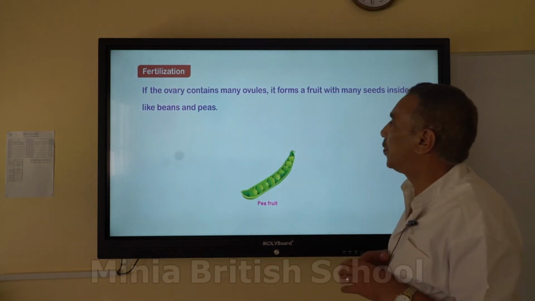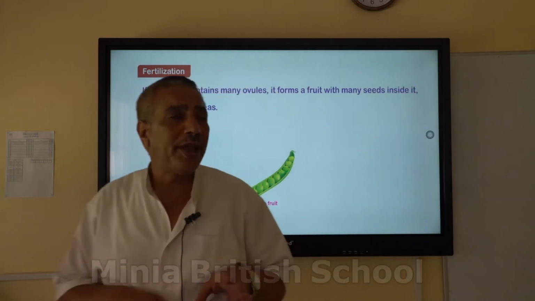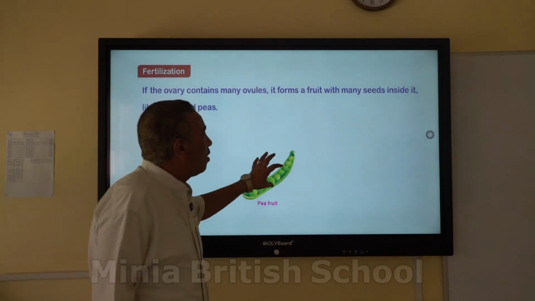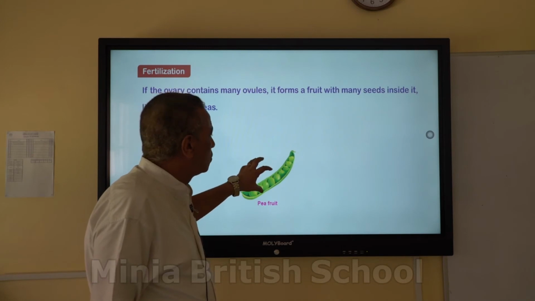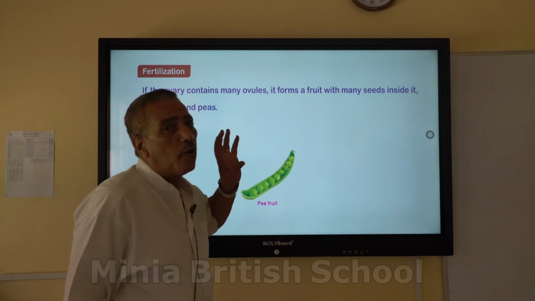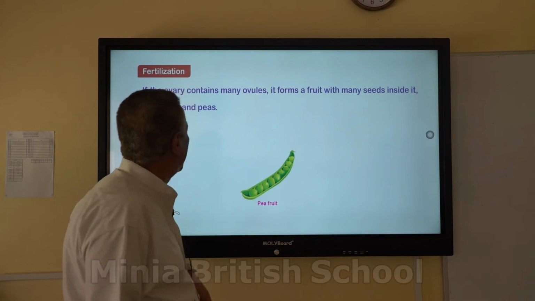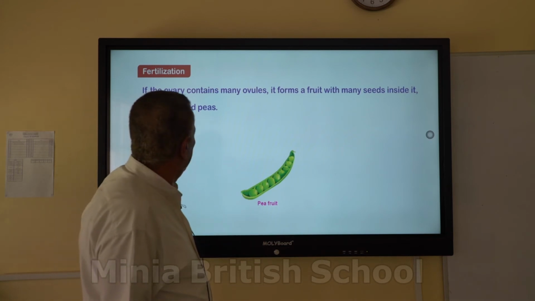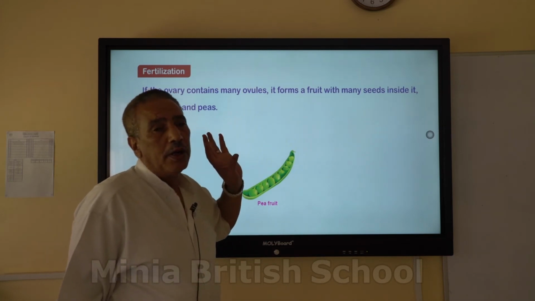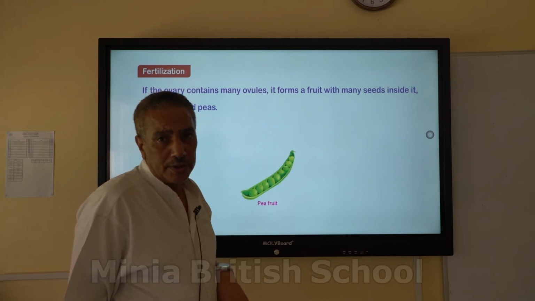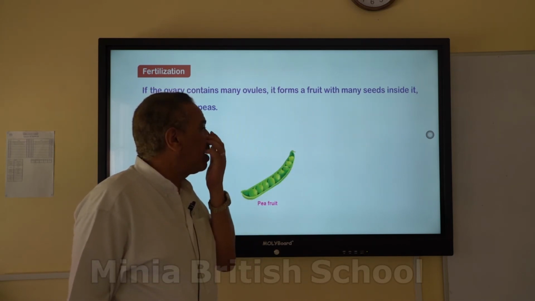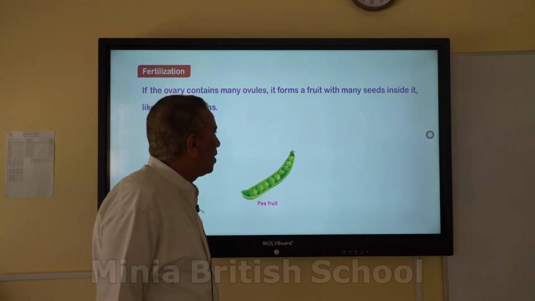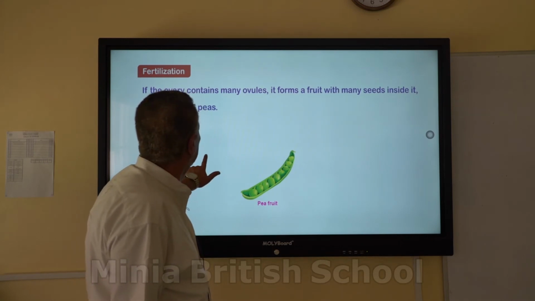Sometimes during fertilization, the ovary contains more than one ovule. If it contains more than one ovule, that means it forms a fruit. Inside this fruit, I will find many seeds, such as in beans and peas. In beans and peas, the ovary contains more than one ovule. That means fertilization will form more than one seed, so I'll find more than one seed inside the fruit.